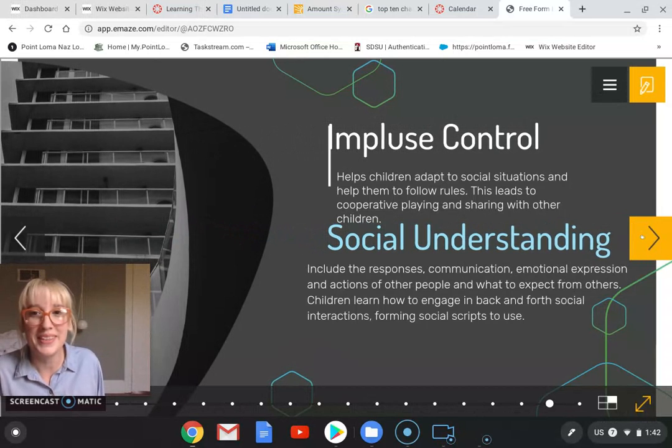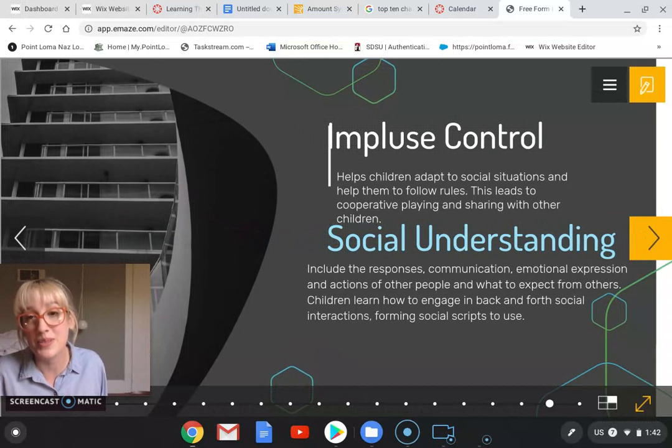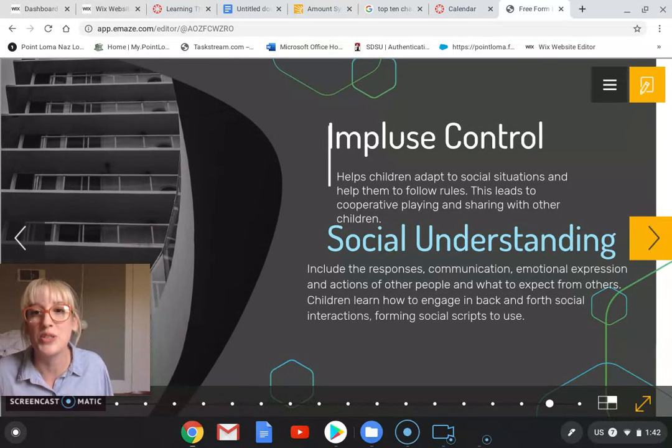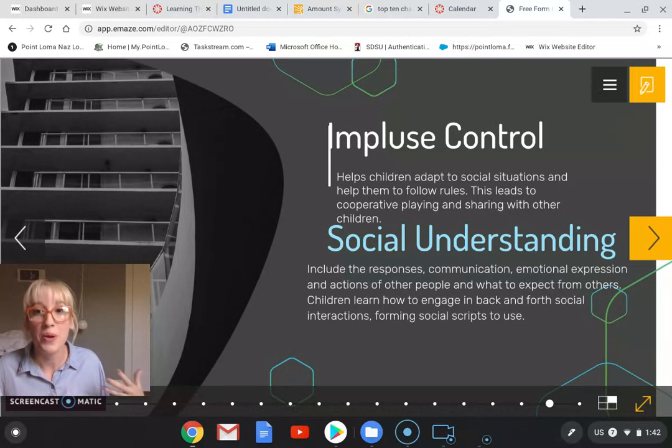Impulse control, similar, helps children adapt to social situations and follow rules. Being in social situations, you're learning how to control your body. So this leads to cooperative playing and sharing with other children. And playing obviously has a lot of social and cognitive benefits. So it's important.